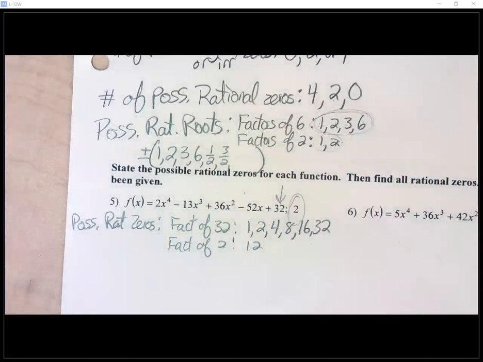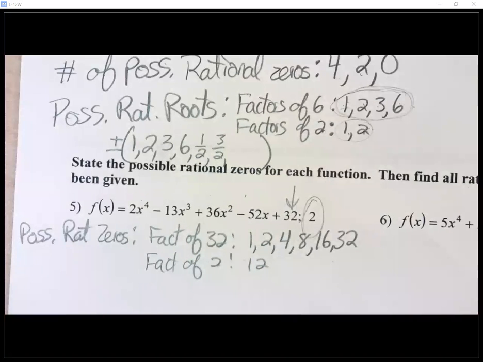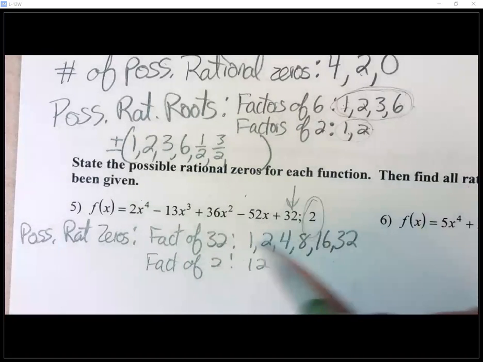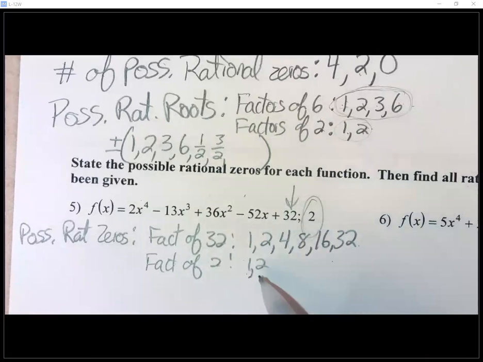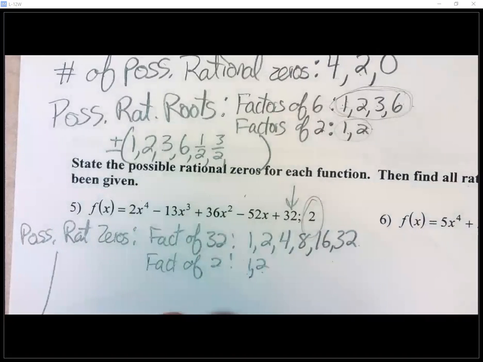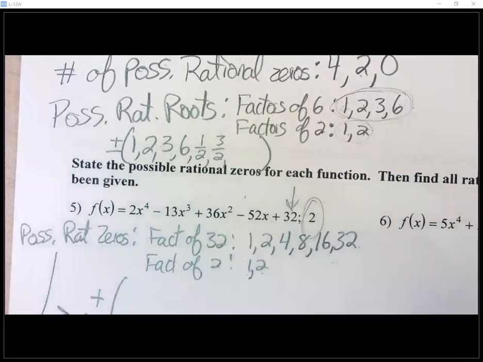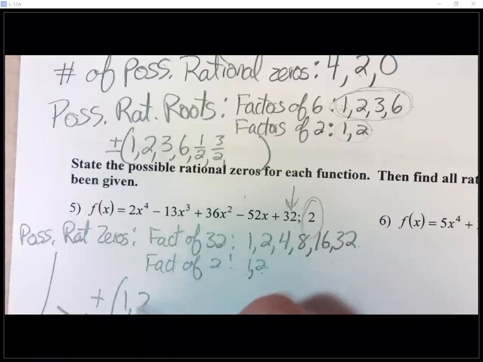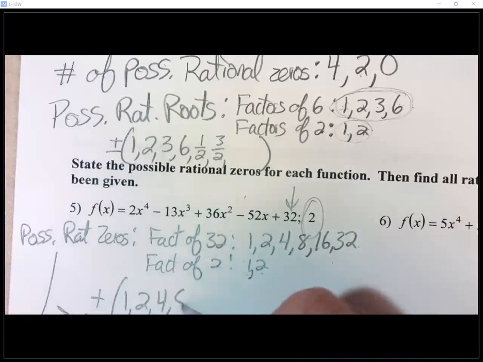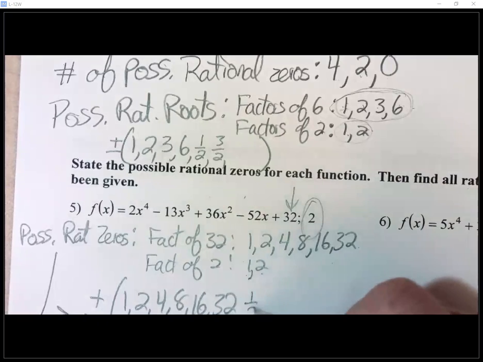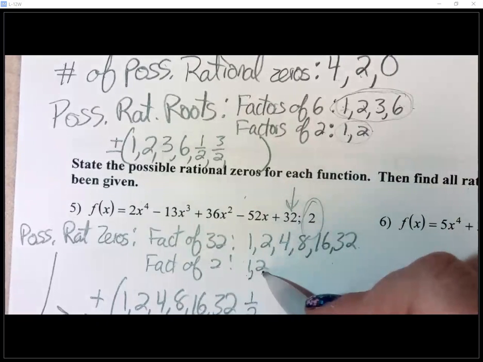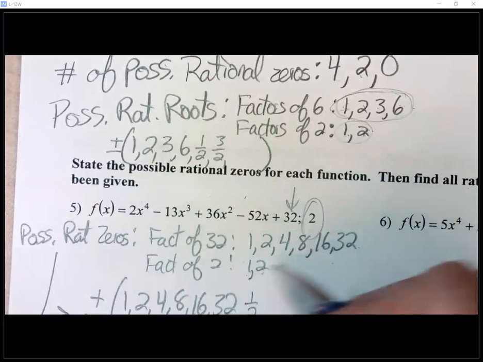So to create my list, remember I'm going to take all of these numbers, divide them by one, and then all of these numbers again and divide them by two. So it'll be positive, negative, all of these. So there's all of them divided by one, and now let's divide them all by two. So I get a half. I don't need to put one in again. I don't need to put in two. I don't need to put in four. I don't need to put in eight. I guess we're done.